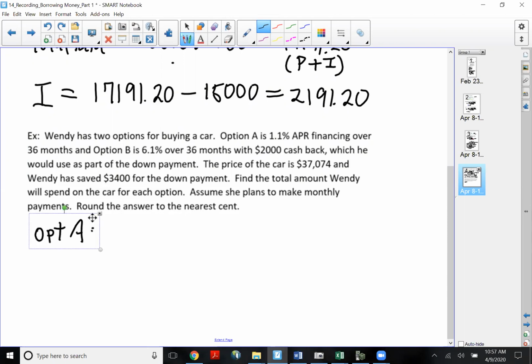Option A is 1.1% APR financing over 36 months. Option B is 6.1% over 36 months again, but with a $2,000 cashback.